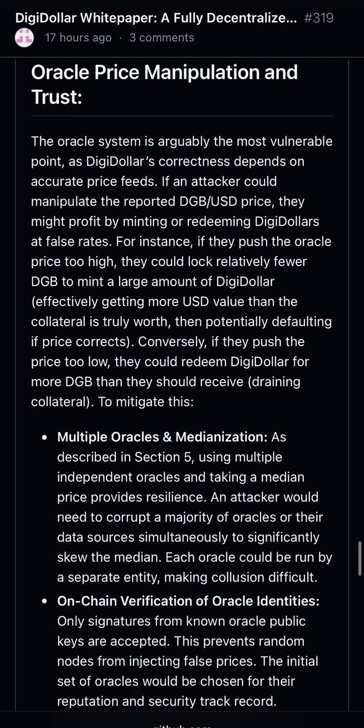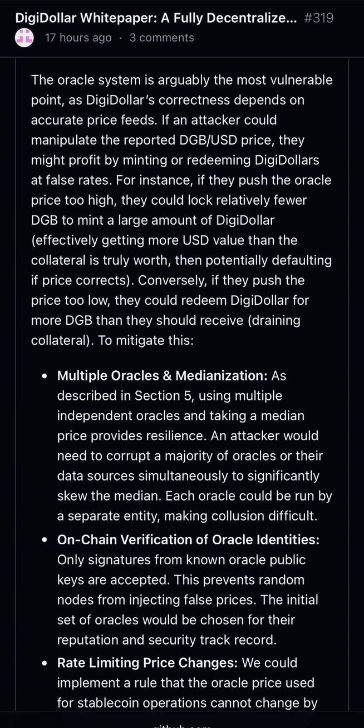Oracle price manipulation and trust. The oracle system is arguably the most vulnerable point, as DigiDollar's correctness depends on accurate price feeds. If an attacker could manipulate the reported DGB/USD price, they might profit by minting or redeeming DigiDollars at false rates. For instance, if they push the oracle price too high, they could lock relatively fewer DGB to mint a large amount of DigiDollar, effectively getting more USD value than the collateral is truly worth, then potentially defaulting if price corrects.